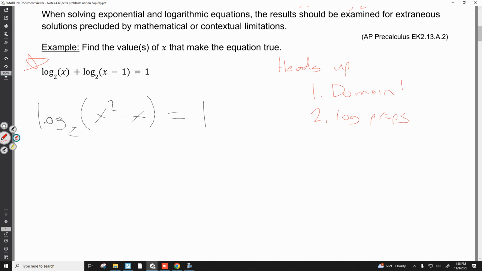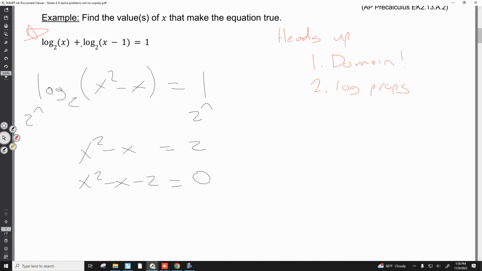Okay? So I use my log properties to isolate a log base 2. I use 2 to the power. I get x squared minus x equals 2. I now can subtract 2 and have a quadratic that we have to solve. Why on your homework did you have all of those questions where you had to distribute for these questions that we're about to do now? You didn't see them on your quiz, but you had them on your homework because it was getting you ready for these things. Okay?